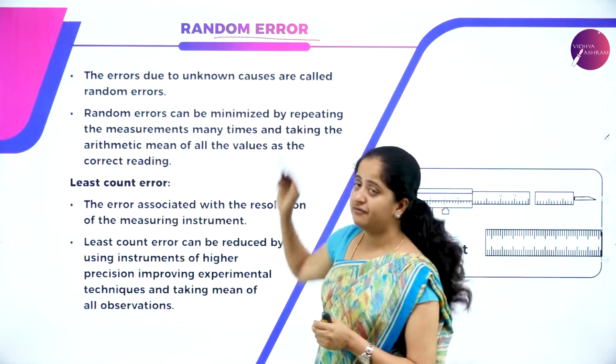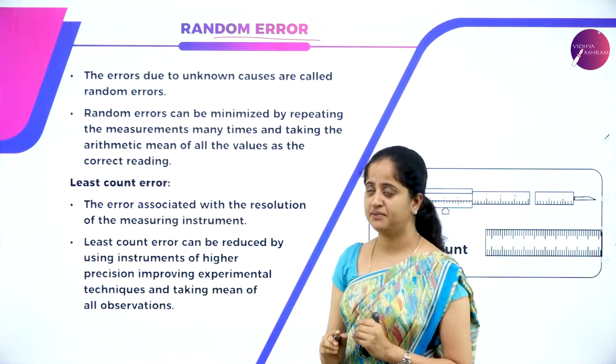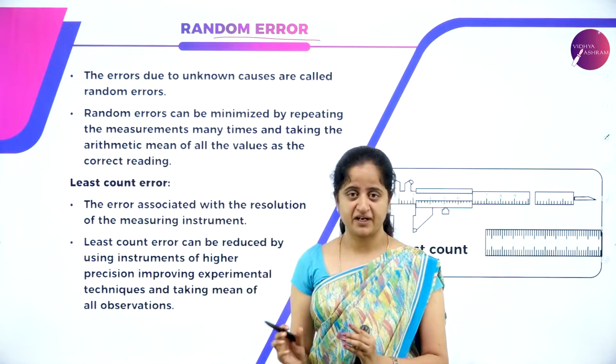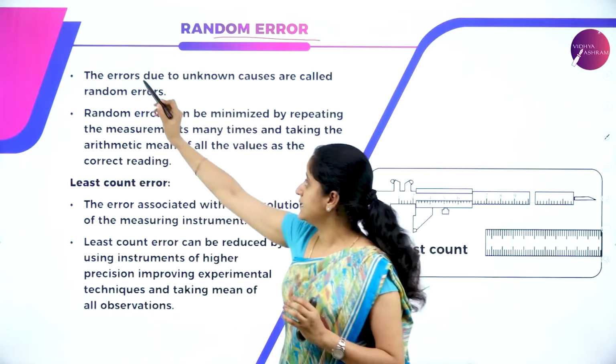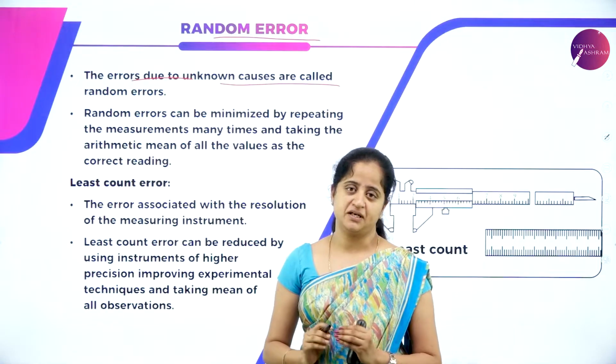Okay, next we have random error. The next type of error is called random error. So what is this random error? Again, the name itself is defining what it is. Yes, these are the errors due to unknown causes and they are called random error.